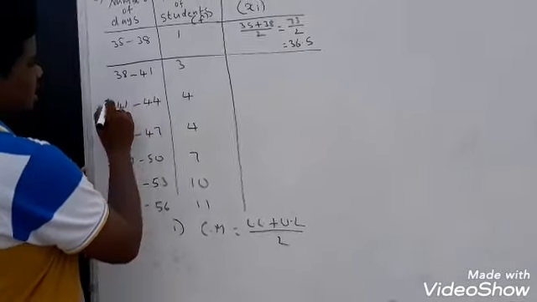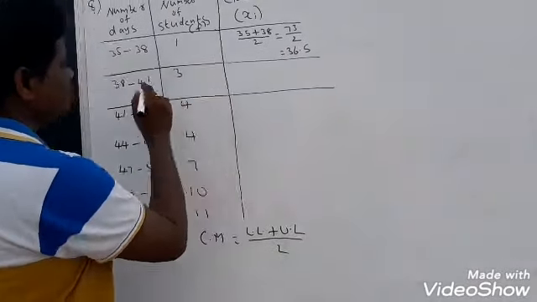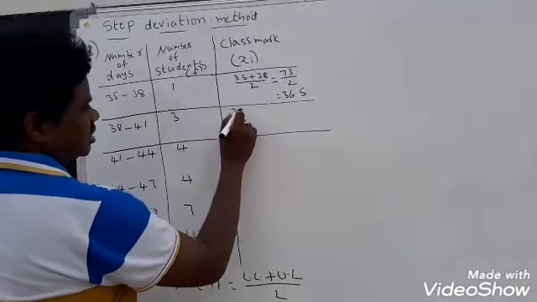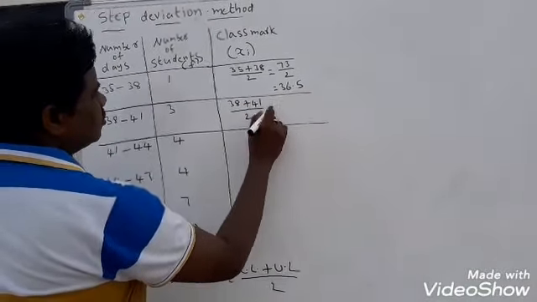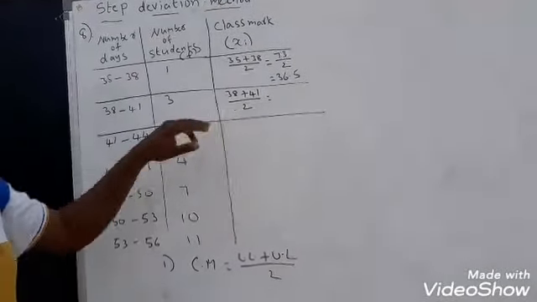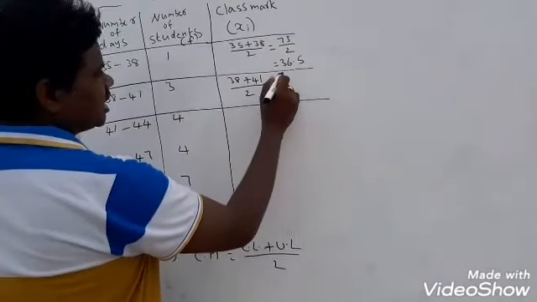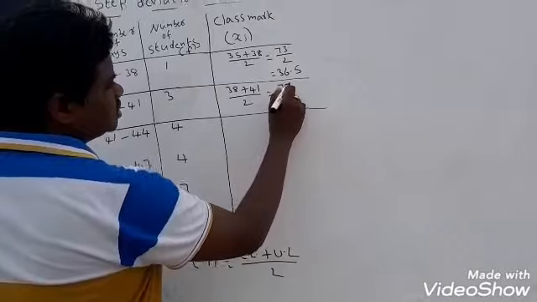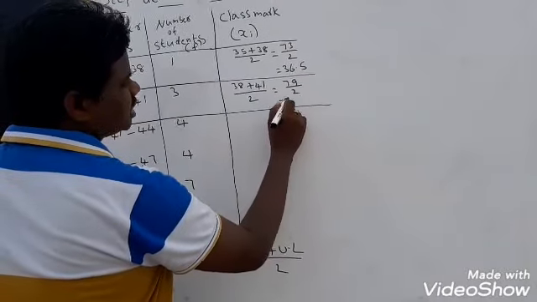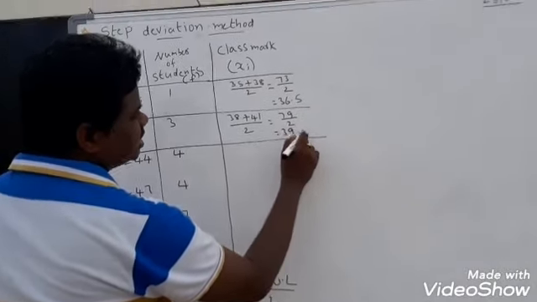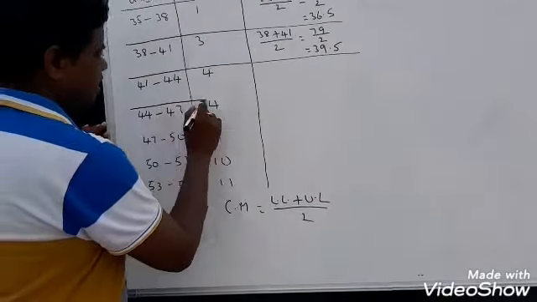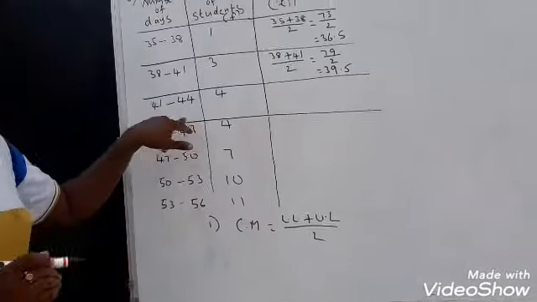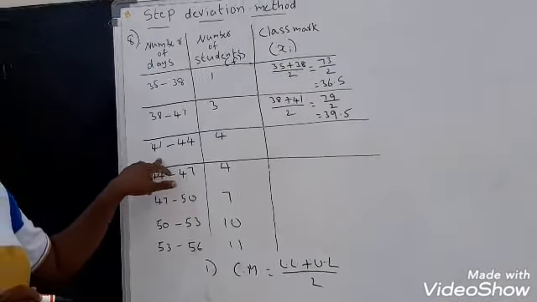For the second class interval, you have to apply the same thing. That is 38 plus 41 by 2. How much? 79 by 2. If you do cancellation, you will get 39.5. Like that, the remaining you have to calculate directly.